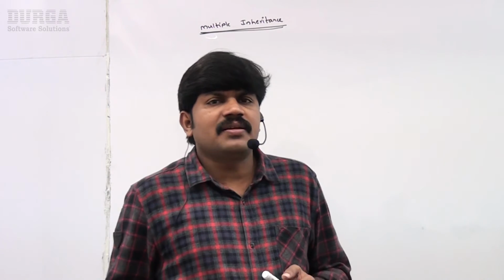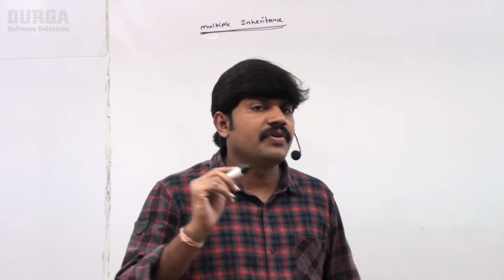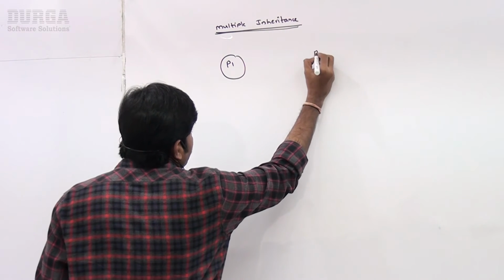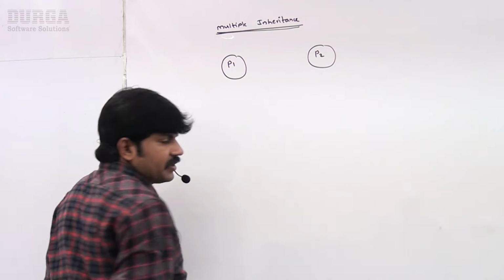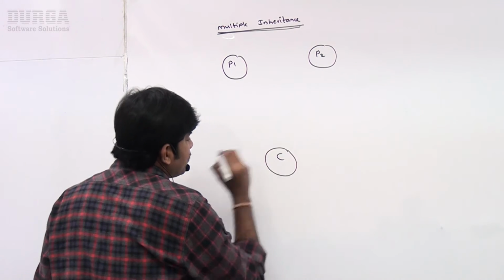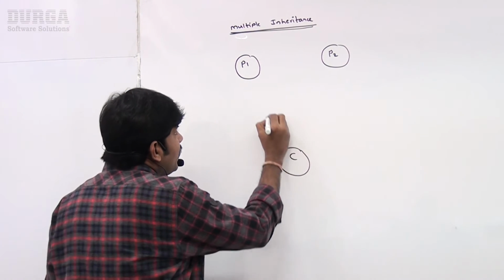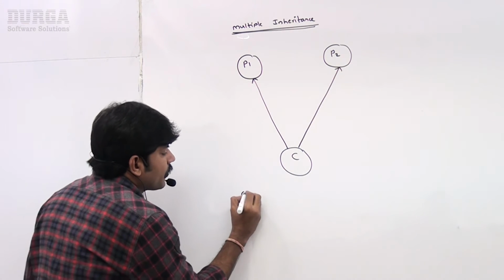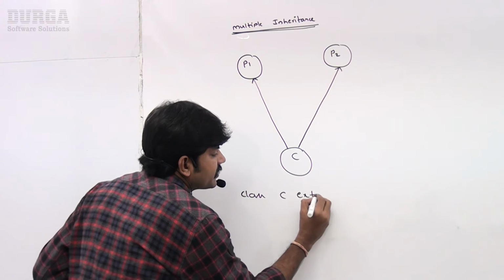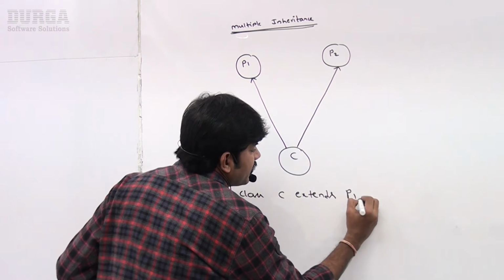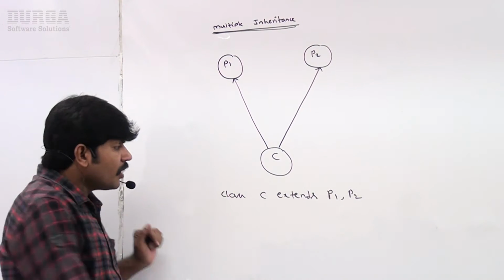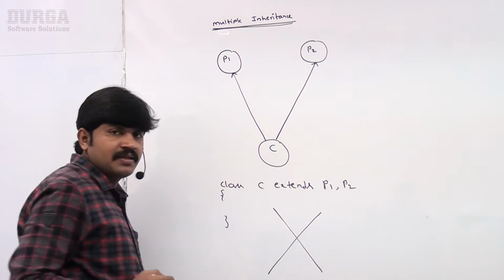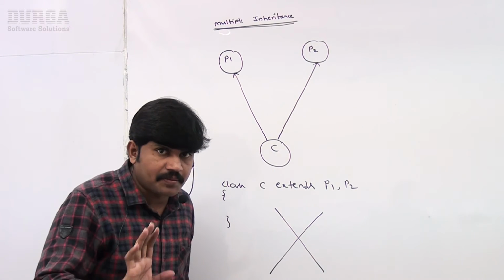Sir, now what is the reason? Why? What is the internal reason for that? Very simple, sir. Assume this is parent 1, and this is parent 2, like this. Now I am taking C. See, I am taking class C extends P1 and P2. If I write it like this, immediately we will get a compile-time error. The compiler will give an error.